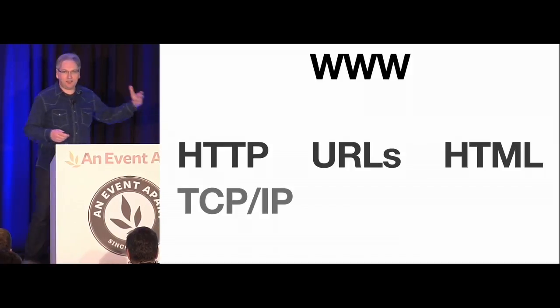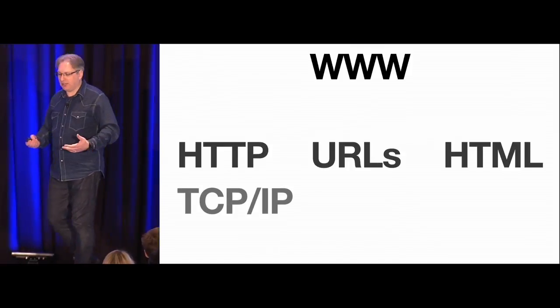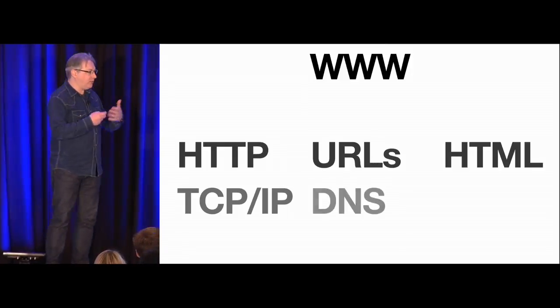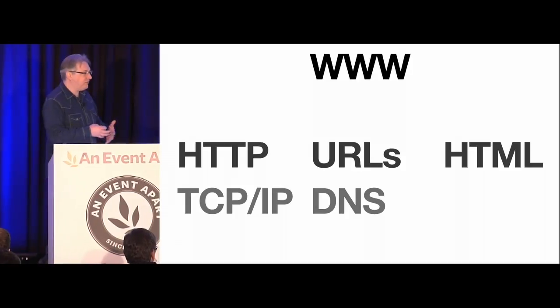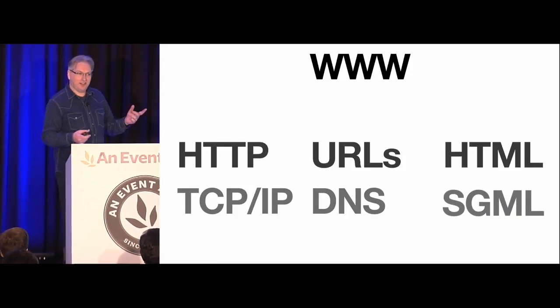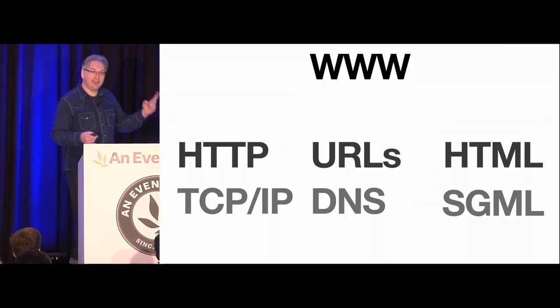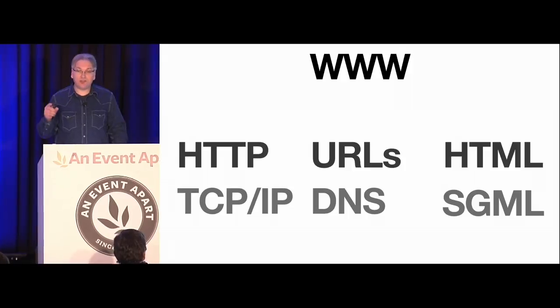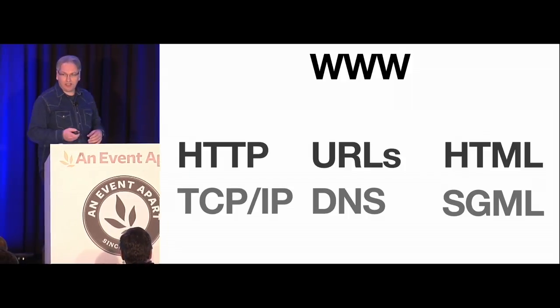So HTTP, the transfer protocol, is built on top of TCP/IP, the internet protocol. URLs, he didn't come up with a whole new system. He used the domain name system, that John Postel and others had already come up with. And HTML, the format for putting things on the World Wide Web, he based off an existing format that everybody at CERN was already using, called SGML, Standard Generalized Markup Language.